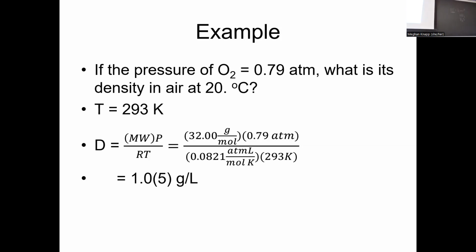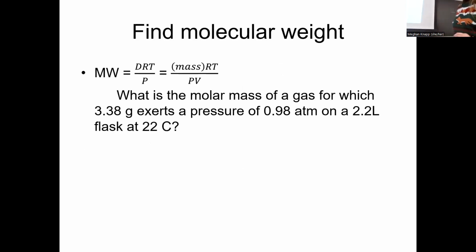All right, so let's look at the molar weight since that's the next one on here. So we have the formula on this slide for us. We want to know the molar weight of a gas that we have 3.38 grams of, and it exerts a pressure of 0.98 atmospheres in a 2.2 liter flask at 22 degrees Celsius. Somehow I left the degree out of there.